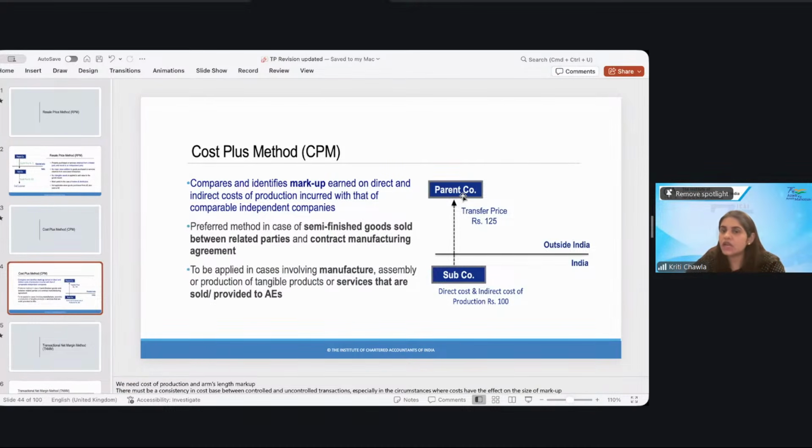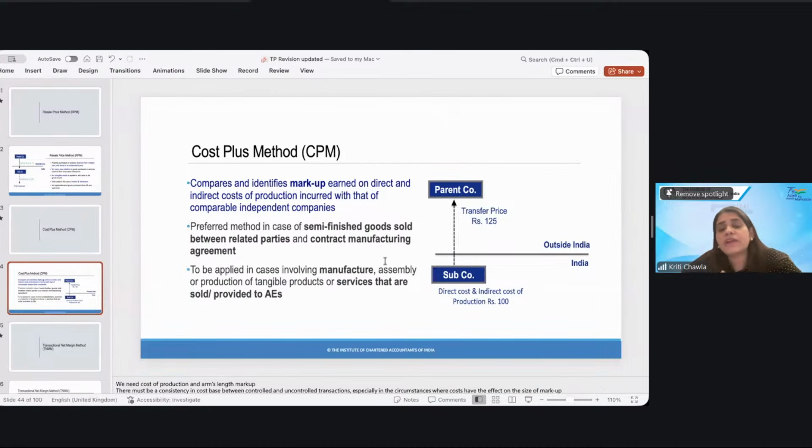So the transfer price is 125 rupees. Now this is the controlled transaction that we have right here. Now we need to benchmark this transaction. We need to just say that this kind of transaction is at arm's length. So what we'll do is we'll look at the profit which is earned by the subsidiary company of 25%. And if this particular margin of 25% is greater than other comparable distributors, then this is at arm's length.